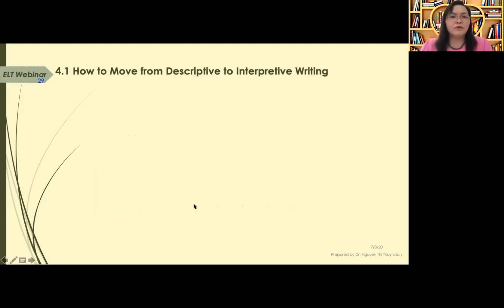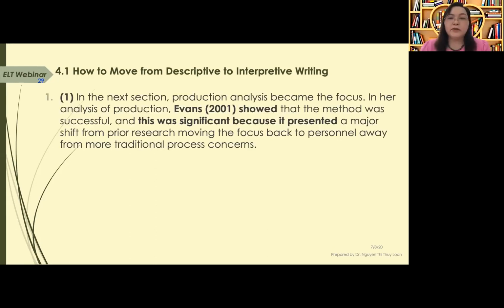So now, how do we move from descriptive to interpretive? In order to move from descriptive to interpretive, you can see the example here, it's not difficult. It's just a way to write. Okay, example number one, only one sentence, but actually it consists of two parts, descriptive and interpretive.